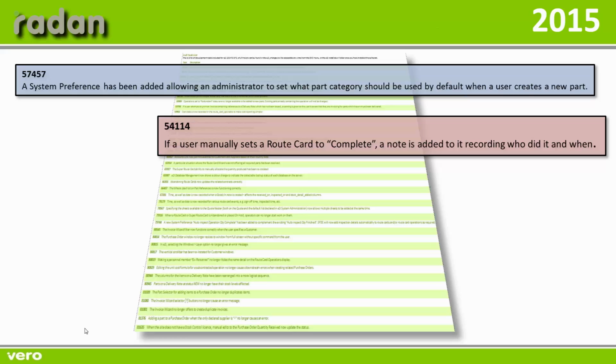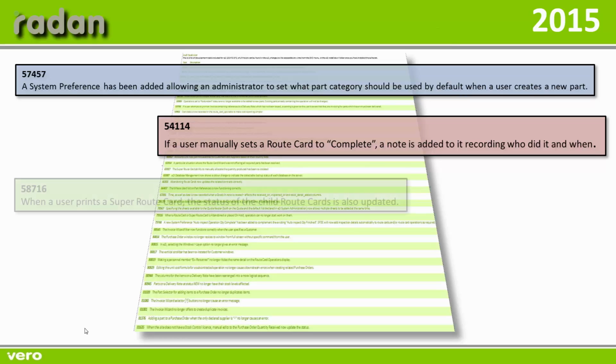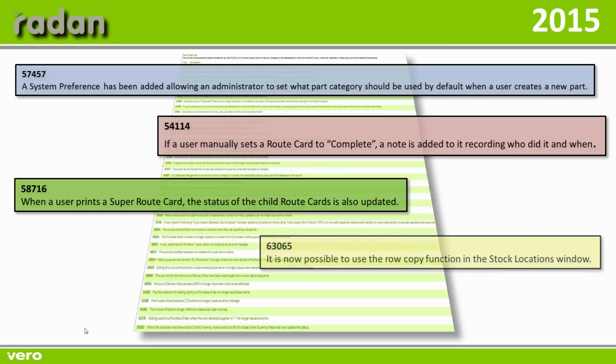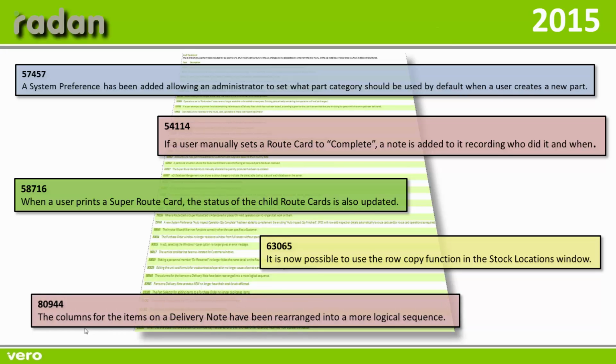If the user manually sets a root card to complete, a note is automatically added to record who did it and when. When a user prints a super root card, the status of the child root card is also updated. It is now possible to use a row copy function in the stock locations window. The columns in the items on a delivery note have been rearranged to make them more logical.